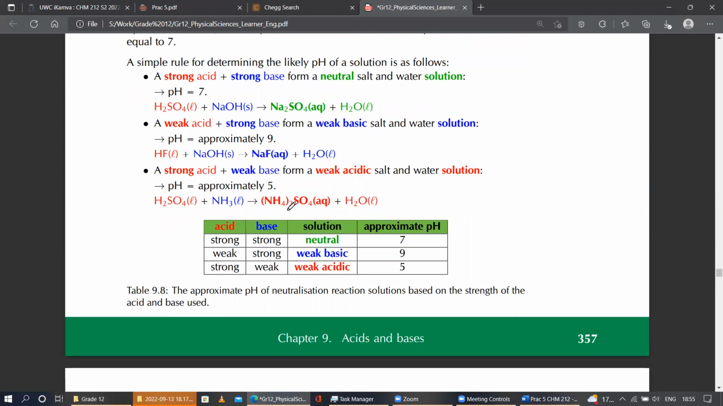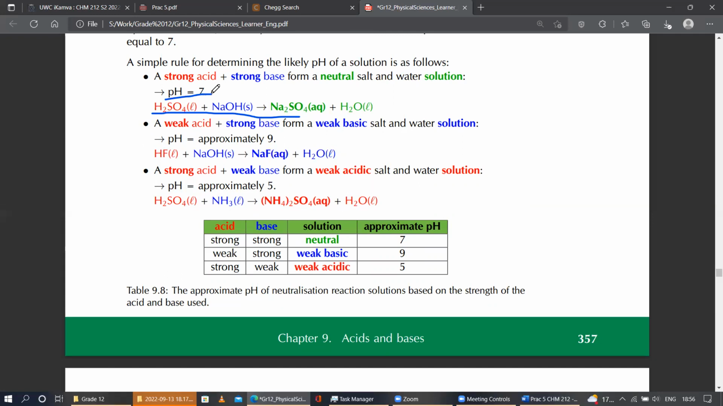So here we have some simple rules about strong acids and bases reacting with weaker or stronger bases and acids. When a strong acid and a strong base react, a neutral salt and water are formed, and the pH of the solution is going to be 7. So the solution is neutral.